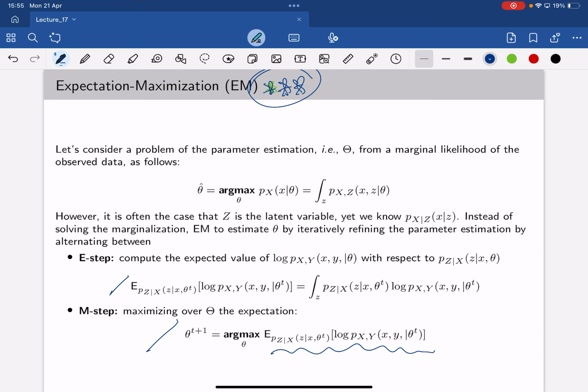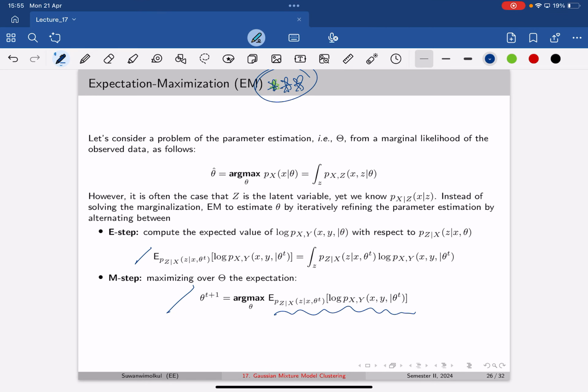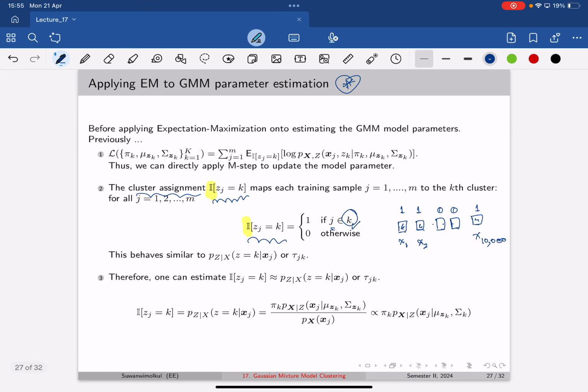Just look at it roughly. Honestly speaking, I try to explain, but everything here is giving you a rough idea of how things come about. And to apply expectation maximization to our setting, first, there's a loss function that fits.